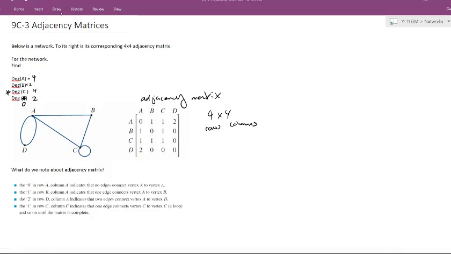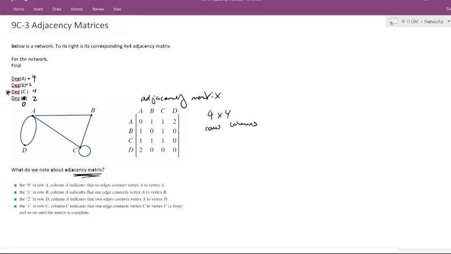Alright, so what do we note about the adjacency matrix? Well, A and A are not connected to themselves. A and B is connected by one edge. A and C is connected by one edge. A and D is connected by 2 edges. You might also see that D and A is connected by two edges. Alright, so there's also some sort of symmetry here. So if D and B is 0, D and B is 0.